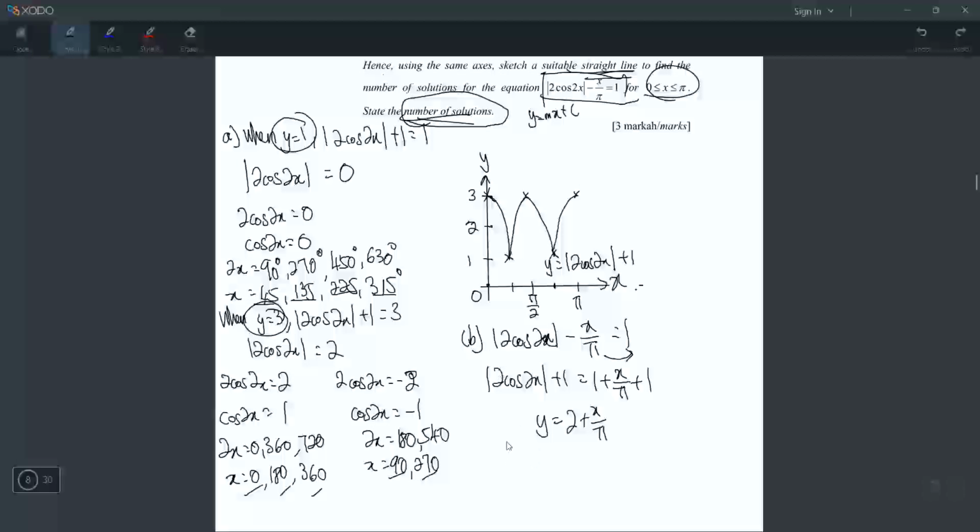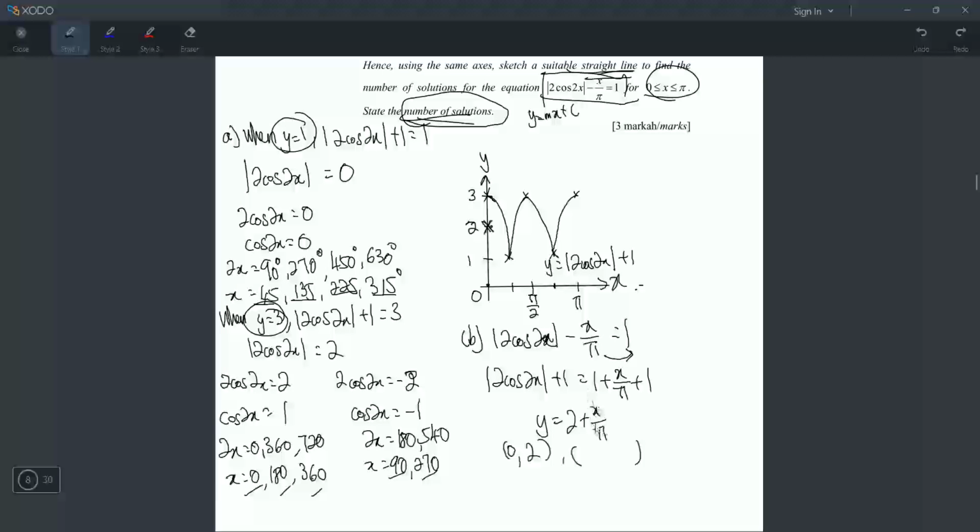And now we can get some points, and then we can draw it here. Usually we'll find 2 points lah, at least 2 points. So let's use x equals 0. 0 divided by pi is 0, 2 plus 0 is 2. So (0, 2) is your first point, right? And then the second point, you can ganti anything, but don't ganti x as 2 pi because you already know this graph is drawn until pi only. So you can't plot if it's until 2 pi.